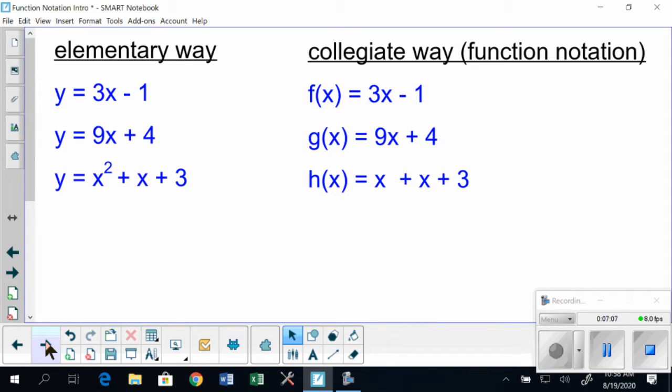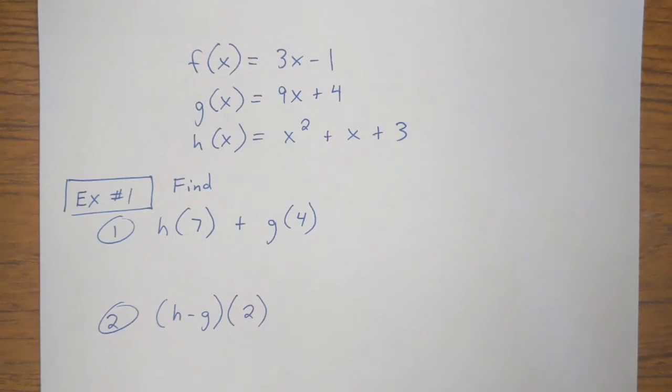A major advantage of function notation is that you don't have to use the letter f every time. You can give each function a unique name. Here we have a function f, a function g, and a function h. Each function has a unique name, and it's just a little bit easier to name when you're comparing different functions.